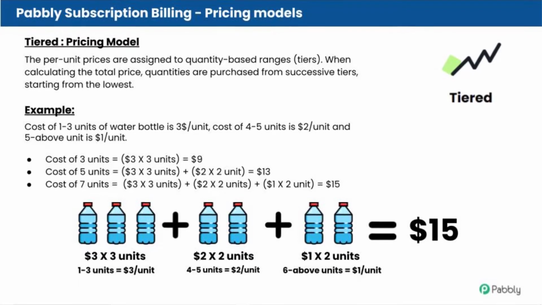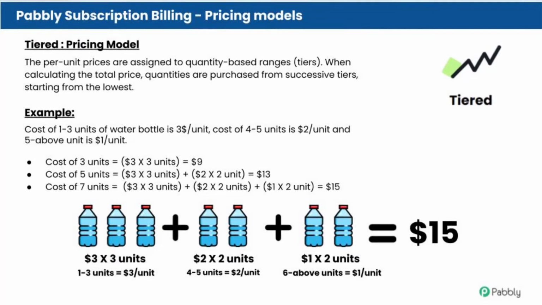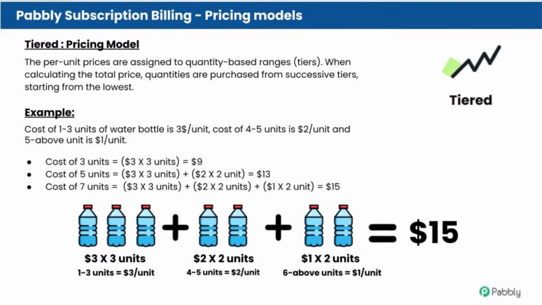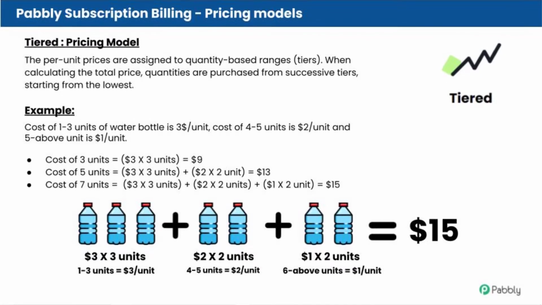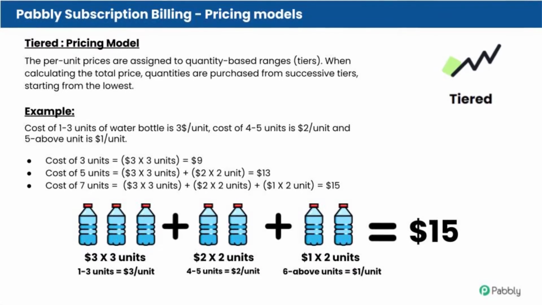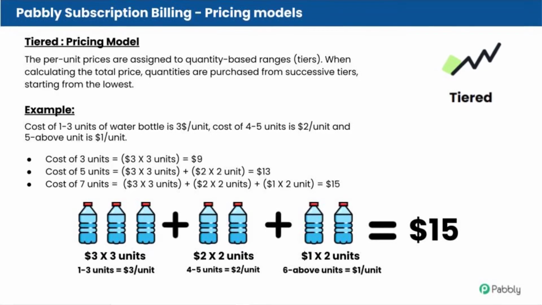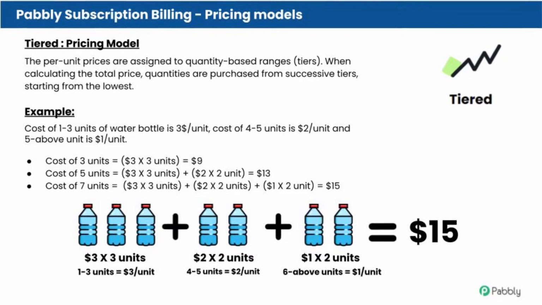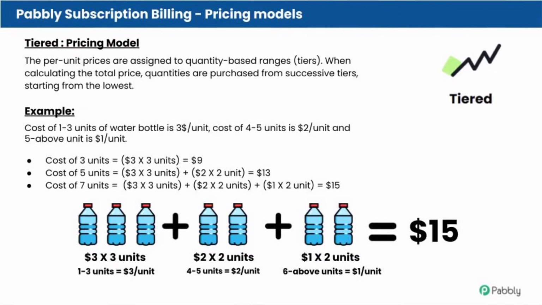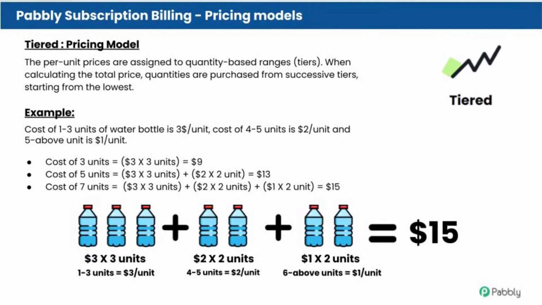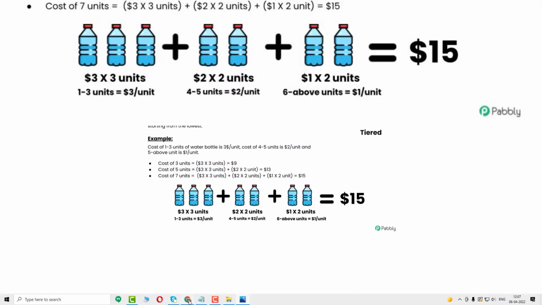Now let's say a customer purchases a total of 7 units. The first 3 units are at the per unit price of $3, plus the next 2 units, that is 4 to 5 units, at the per unit price of $2, and the last 2 units at the per unit price of $1, which amounts to a total of $15. So that's how the tiered pricing model works here.